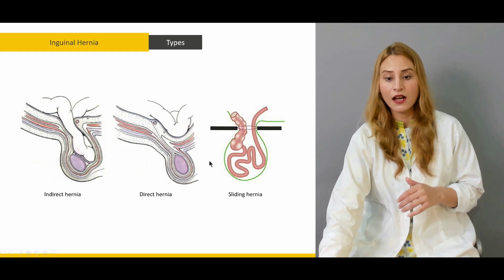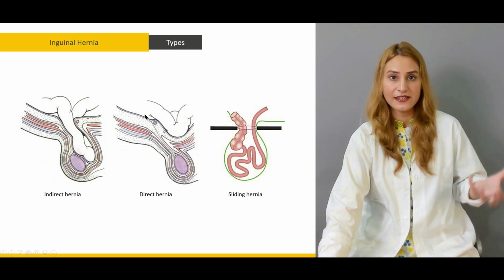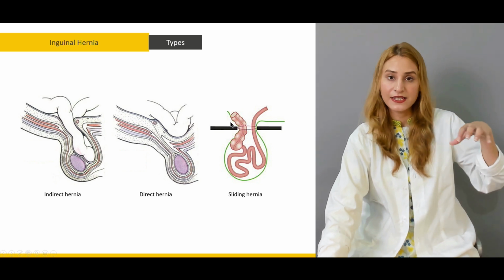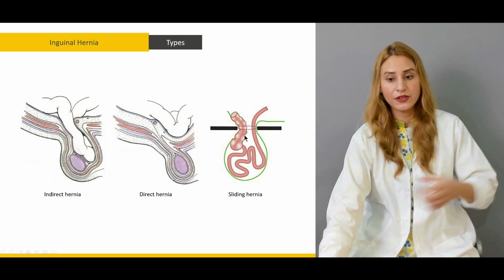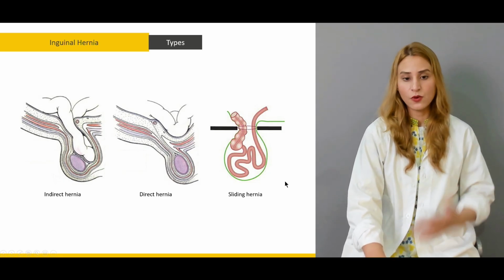The direct hernia is not coming into the scrotum, it's just in the inguinal region, and it's basically in the Hesselbach triangle. And the sliding hernia is sliding the peritoneum with it into the scrotal sac. So these are the types of inguinal hernia.